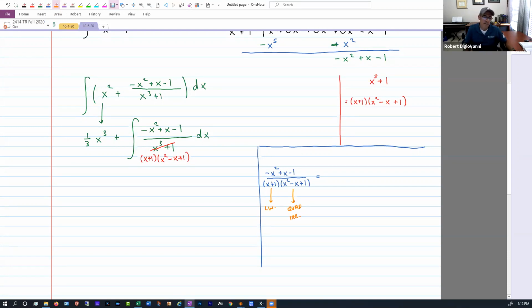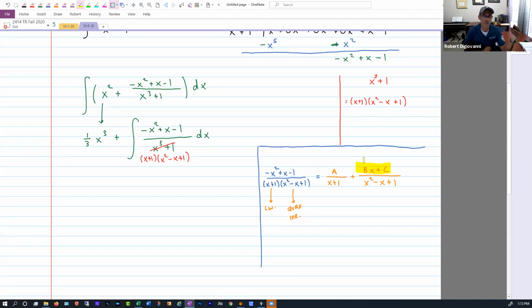It's not going to factor the quadratic. So that means we're going to have to put an A over our linear factor, and then we're going to have a quadratic factor here. So on top of the quadratic factor, we put a linear expression, bx plus c. Now, are there any questions on this bx plus c?